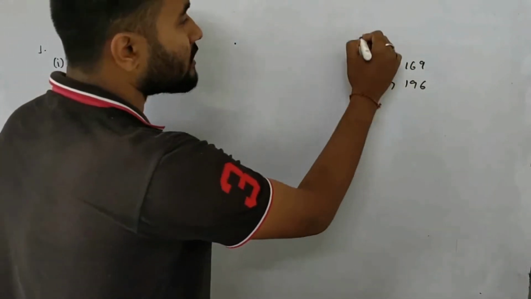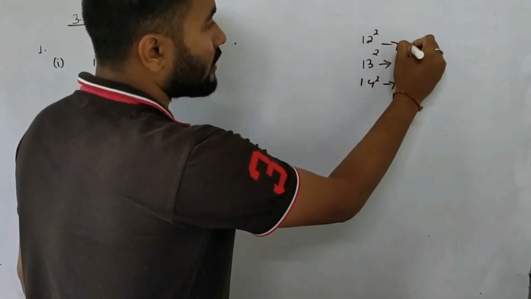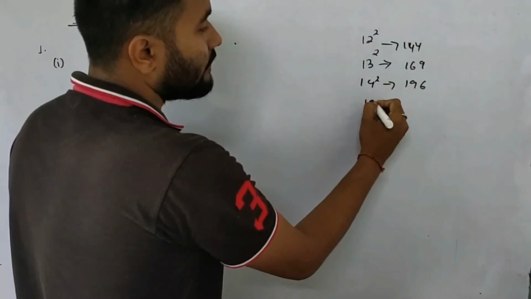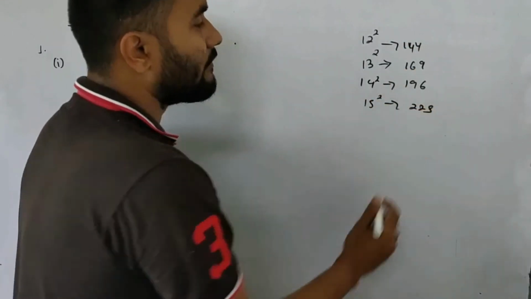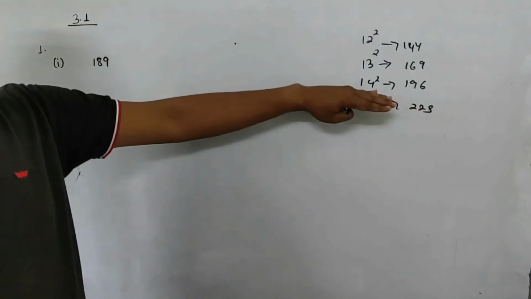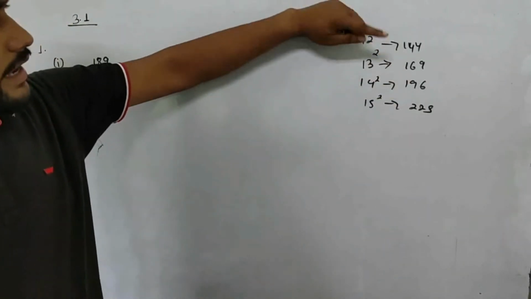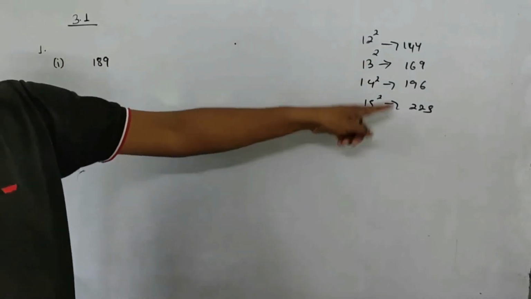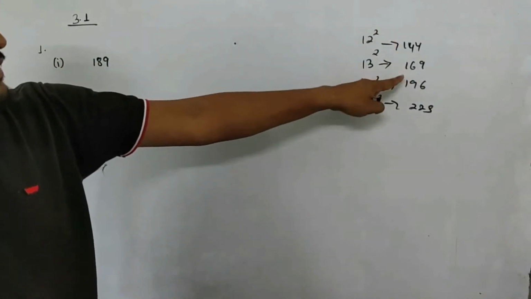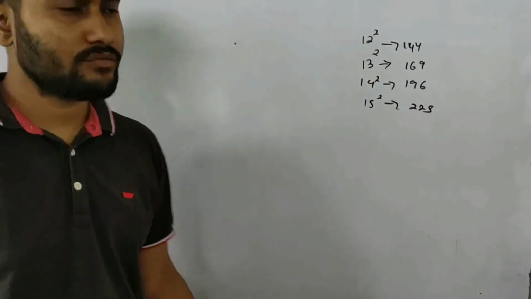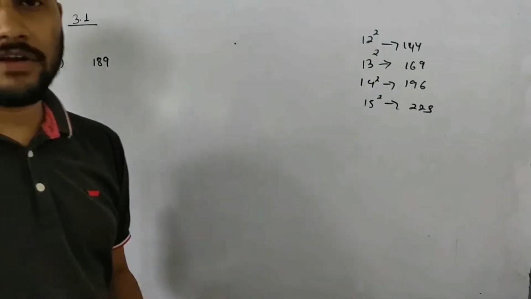See, 12 square is how much? 12 square is 144. And then 15 square is how much? 225. So this crosses 200. After 14, it is more than 200. And see, there is no 189 over here. 144, 169, 196, then 225. So 189 is not a perfect square.